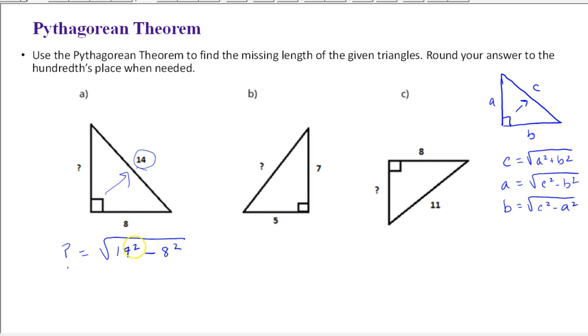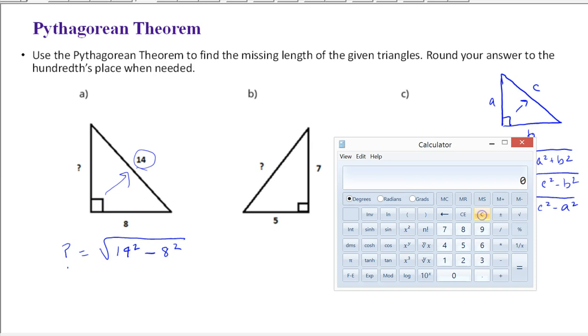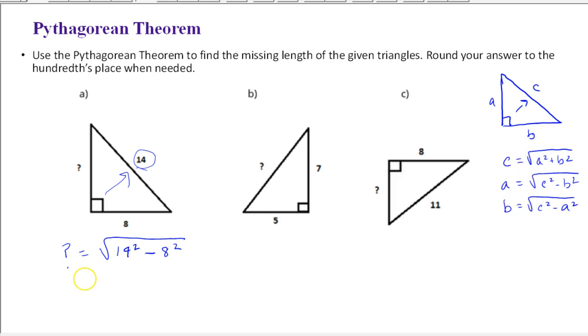Okay. Now the square root works like parentheses, so we need to compute what's under the radical, that's what we call the square root sign, before we take the square root. So let's start by doing that and write our result. So 14 squared minus 8 squared is 132. So we have this equals the square root of 132.